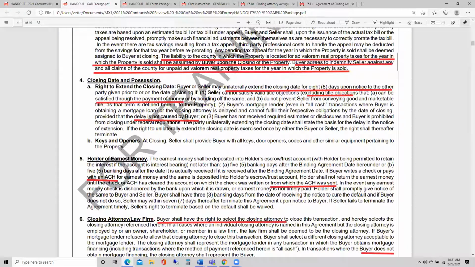If there are loan issues, if there is a holdup either by the closing attorney or the lender and they are delayed and they cannot fulfill their respective obligations, as long as that delay is not caused by the buyer, then you can use the 8-day unilateral. Or if the buyer has not received the federally required TRID estimates, and that's what it says, not received required estimates. So the closing attorney and the lender may not close.